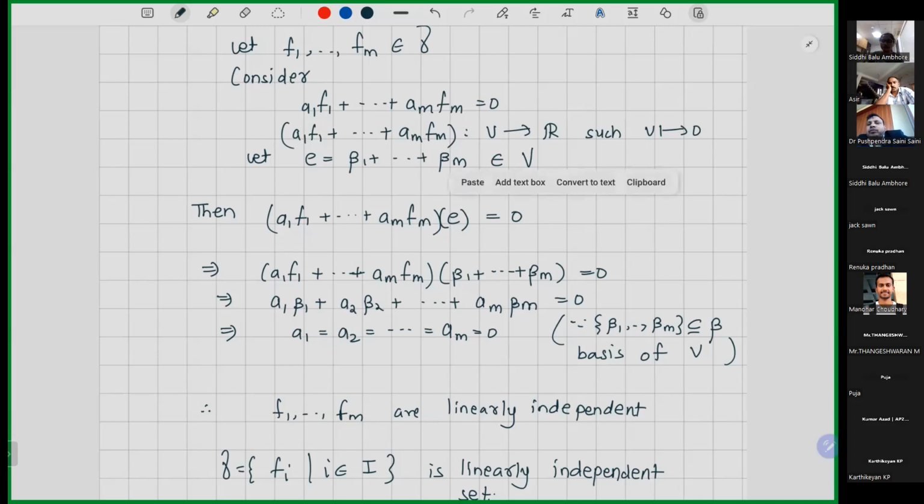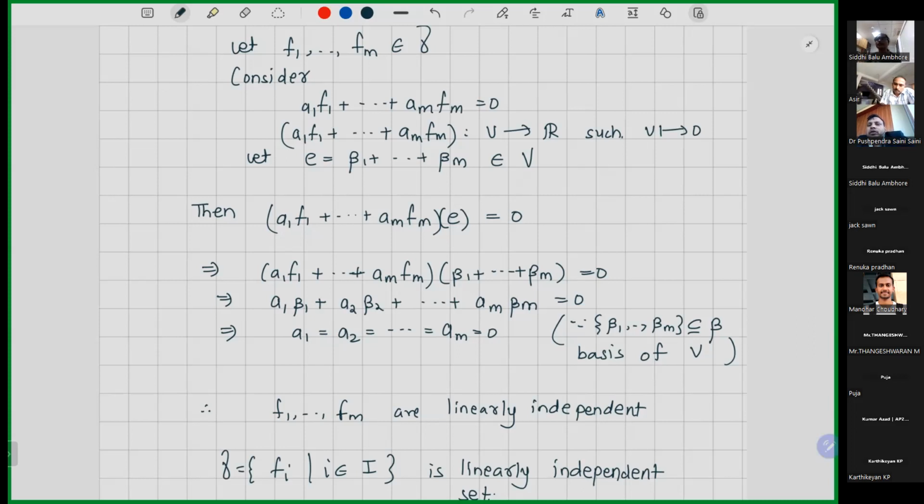And what is this? When I evaluate my function A1 F1 plus up to AM FM at E, I will get 0, because this is the zero function. We are assuming these are all functions, F1, F2, up to Fm, because they are elements of V star, the dual space. Dual space is the set containing linear functionals from V to R.